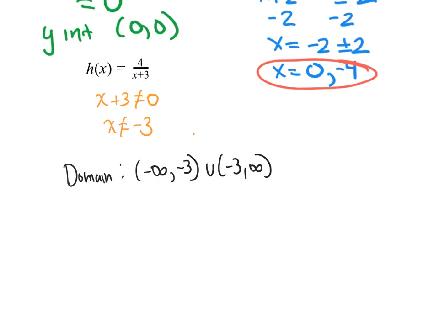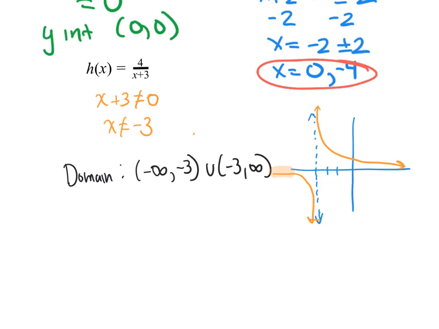Now, the range of these are very, very difficult if you don't have a graph of it. So I'm just going to sketch a quick graph of it. At negative 3, you'll see it has a vertical asymptote. And in these rational functions, all the values that are undefined make vertical asymptotes. And so what this one looks like is something like this, where it kind of approaches this way and then kind of approaches this way. So it's these two pieces.